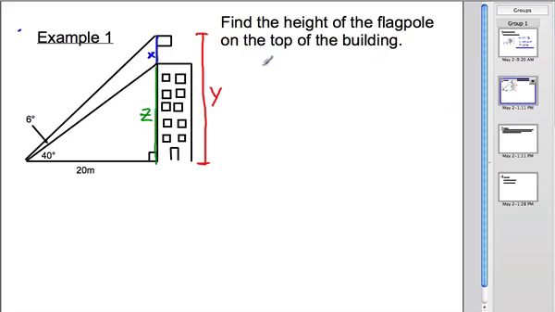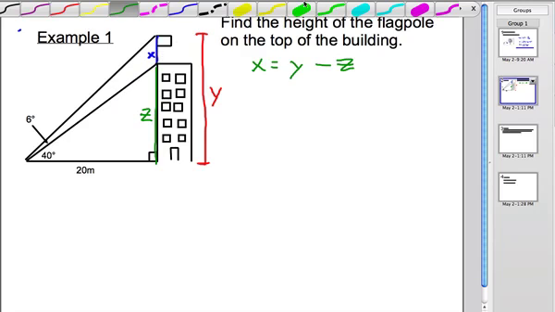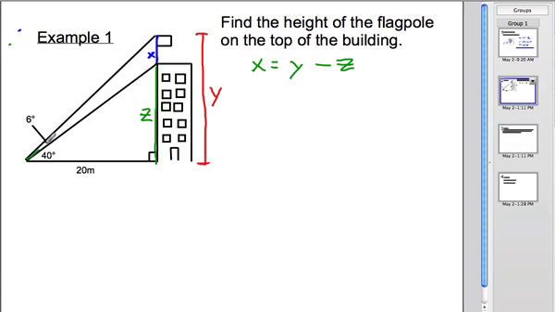Then we can see that x is just going to be equal to y minus z. If we subtract this distance from this distance, we get the height of the flagpole. So that's how we're going to approach this problem. And I'm going to redraw this triangle separately so that we can clearly see it.